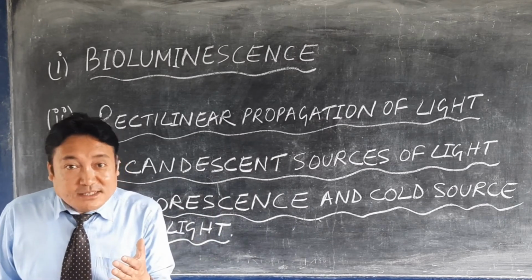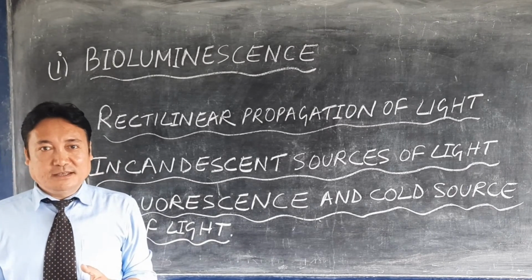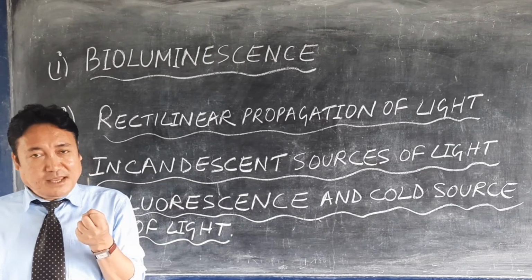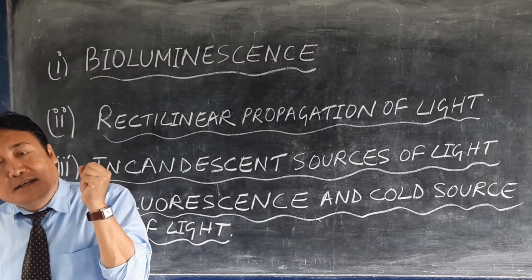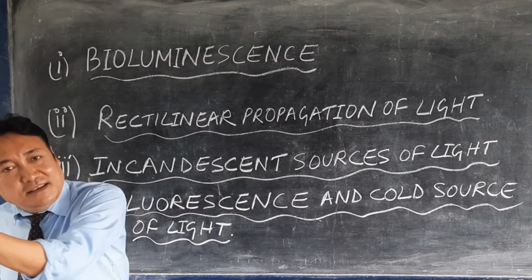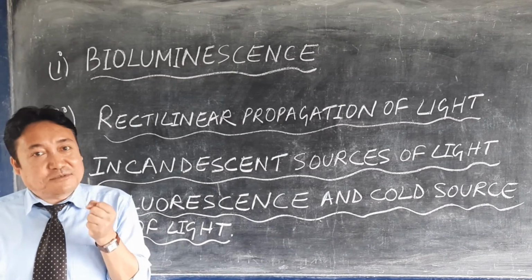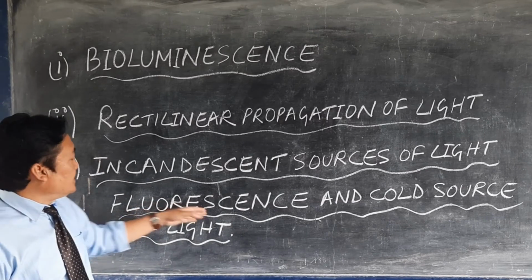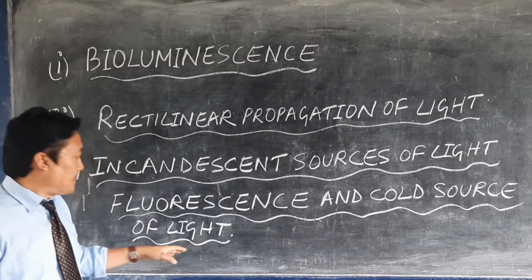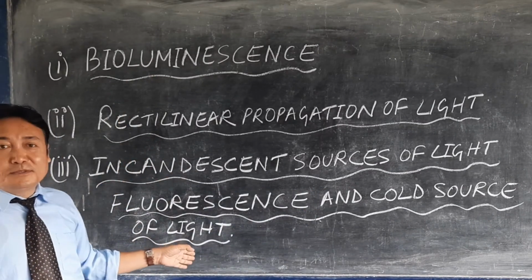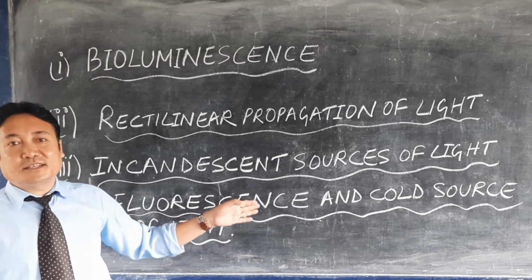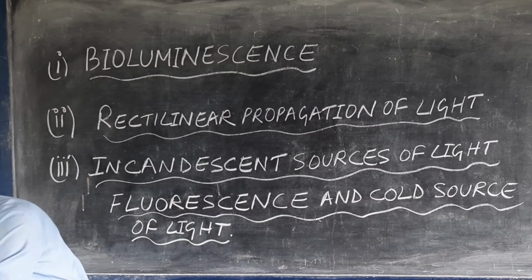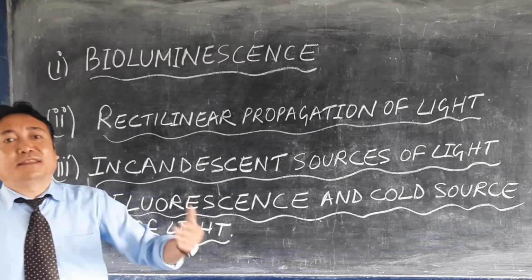So what are these? These are cold sources of light. They don't become heated themselves, that means heat is not given out. So they are known as fluorescent and cold sources of light. These are the terms discussed today. In the next class, we will start with the other portion, that is light rays and the pinhole camera.